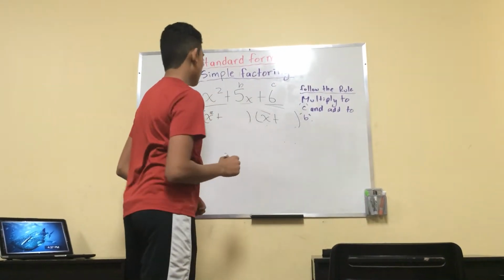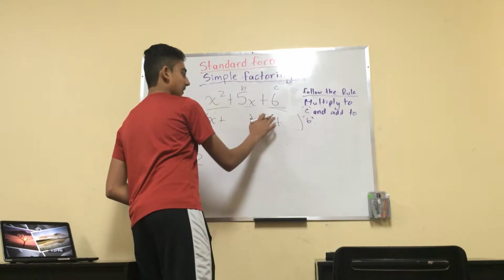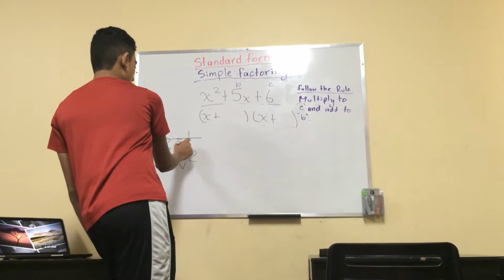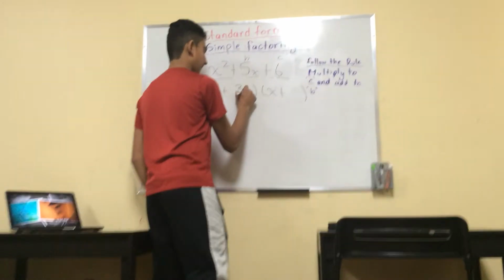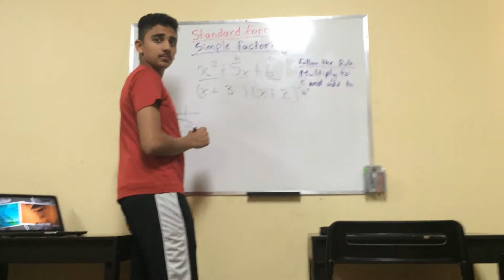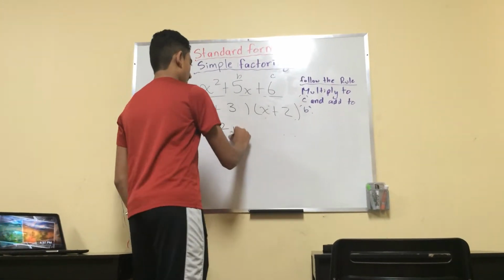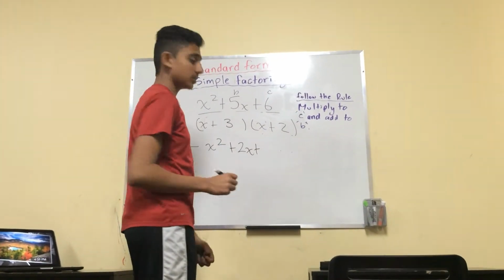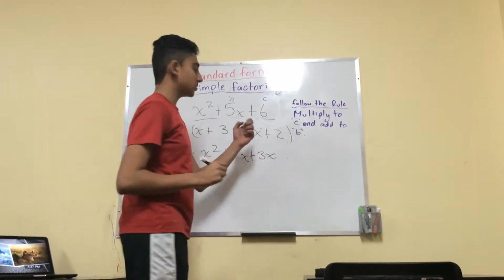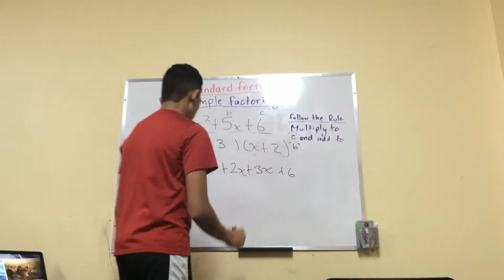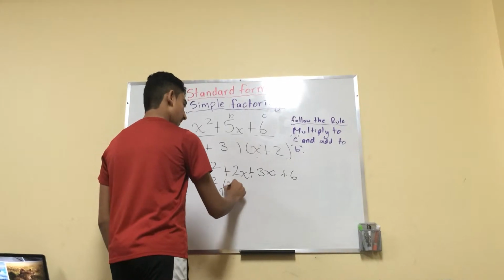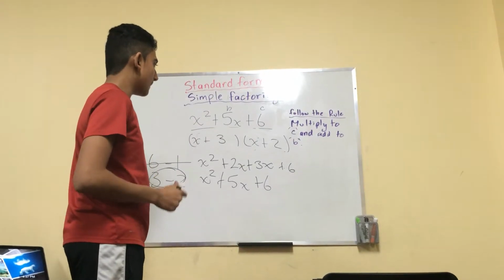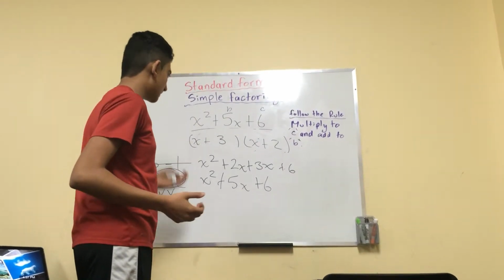This time, we already know that it's x plus and x plus. And because we've already tried 6 and 1, the only one left to try is 3 and 2. So let's try 3 and 2. What's x times x? X squared. What's x times 2? 2x. What's 3 times x? 3x. And what's 3 times 2? 6. So here we have x squared plus 5x plus 6, and this matches the original equation. So now we know that this is right.